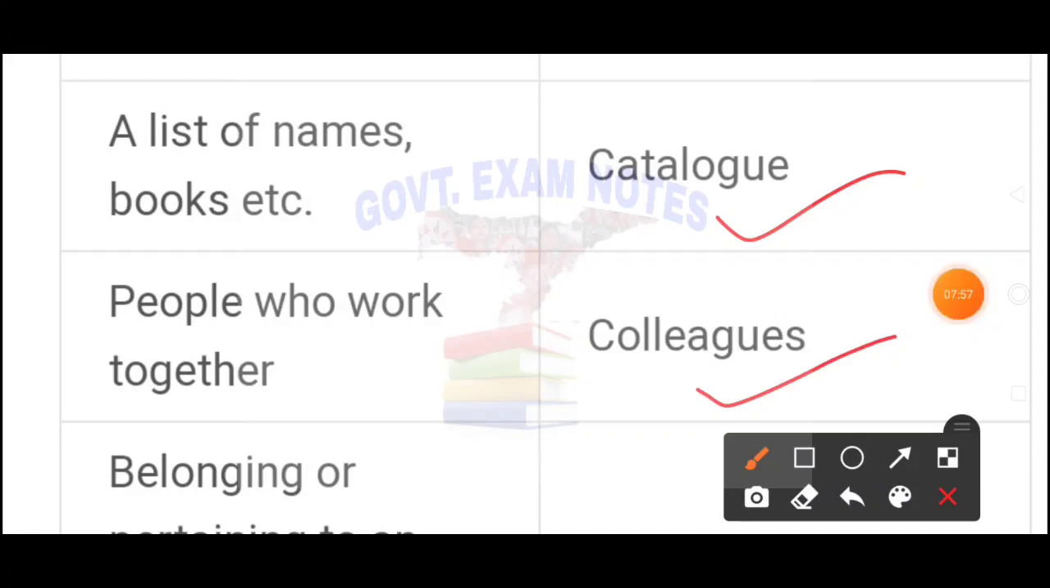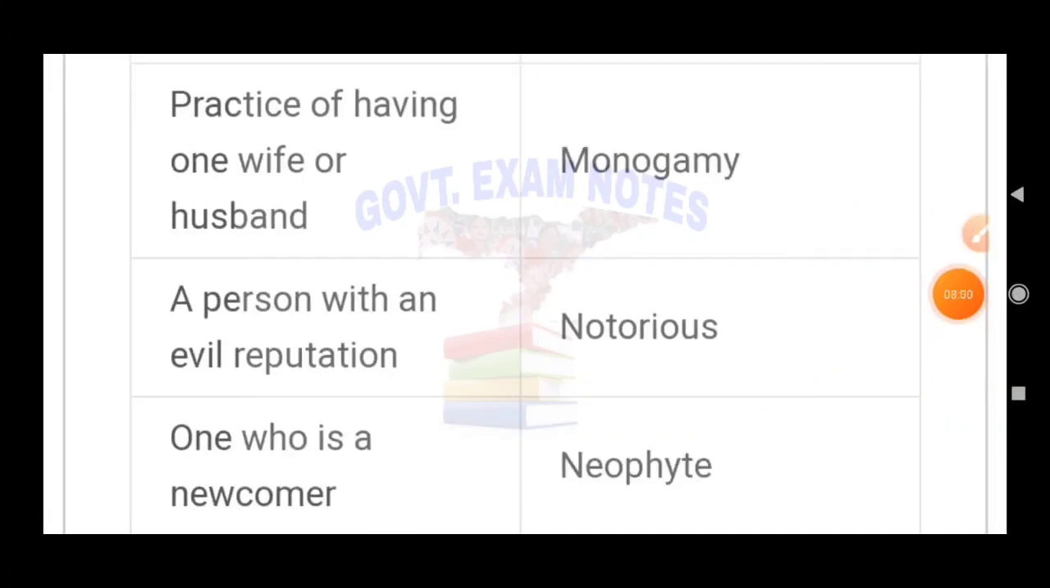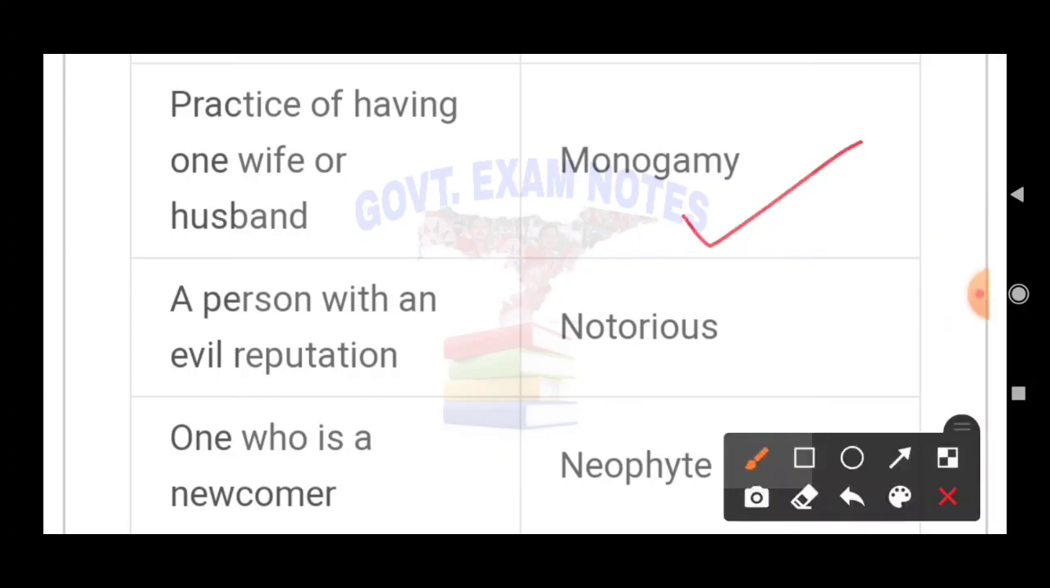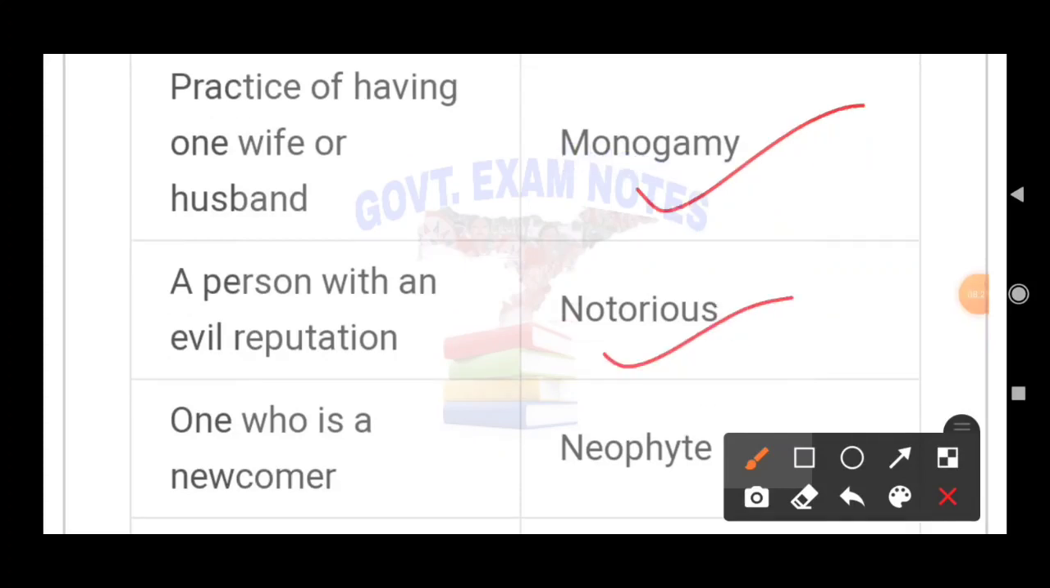Okay, here this is the practice of having one wife or husband. So I have discussed earlier, that is called monogamy. Next is a person with an evil reputation. So if somebody has a very bad or evil reputation, he will be called notorious. Next is one who is a newcomer. So one who is a newcomer is called neophyte.